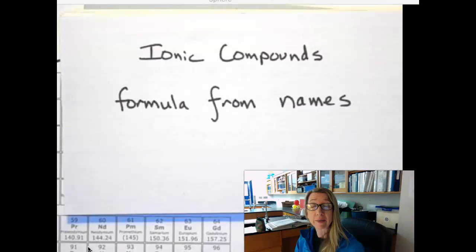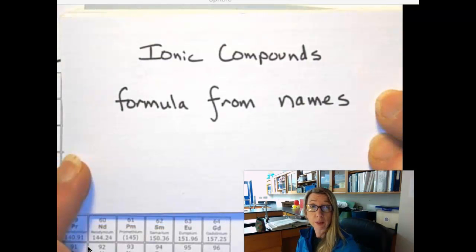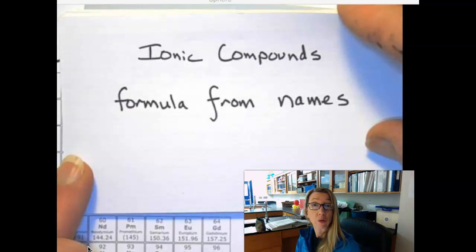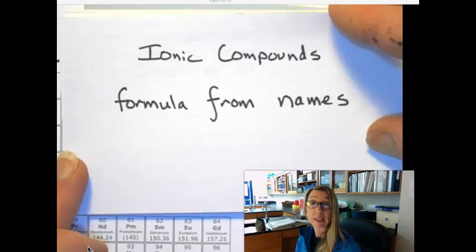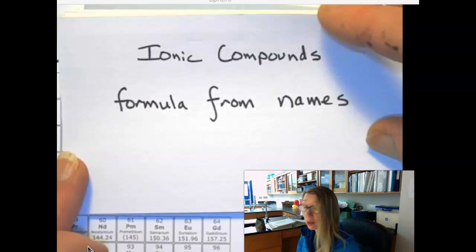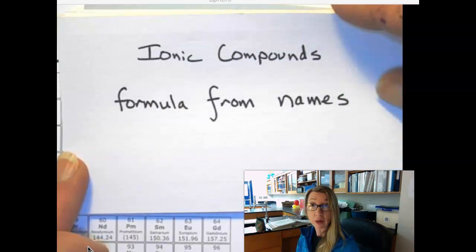Today we're going to talk about determining ionic compound formulas from the names. Sometimes you will be given a name or read a name in a lab, and we will need the formula in order to do our calculations. Now this is a pretty easy process because it is an ionic compound, which bonds the same way all the time.